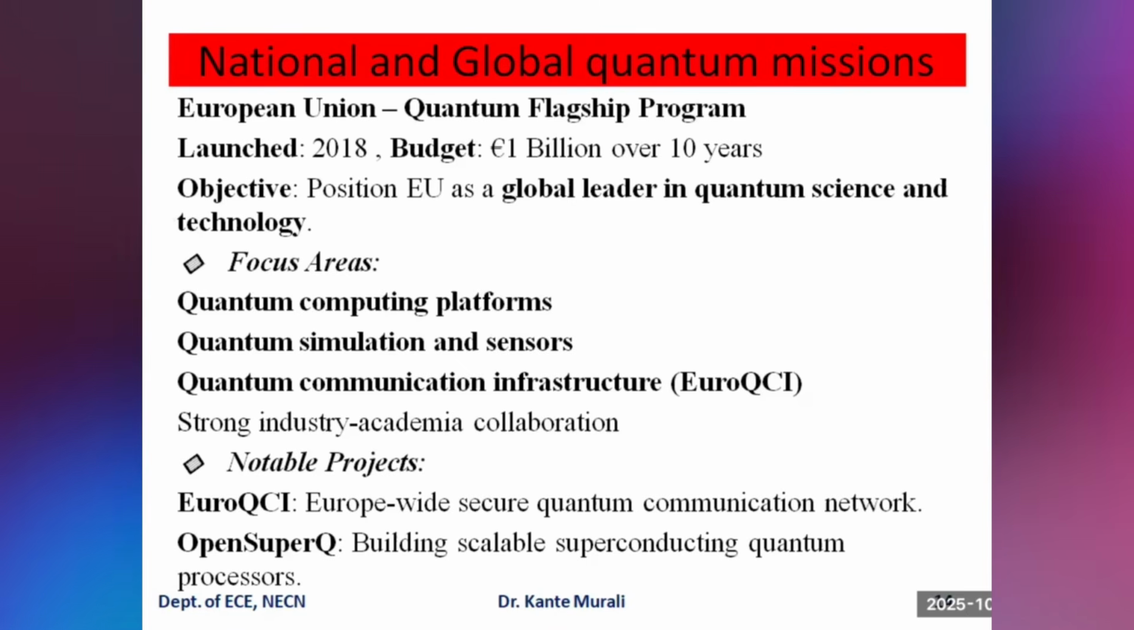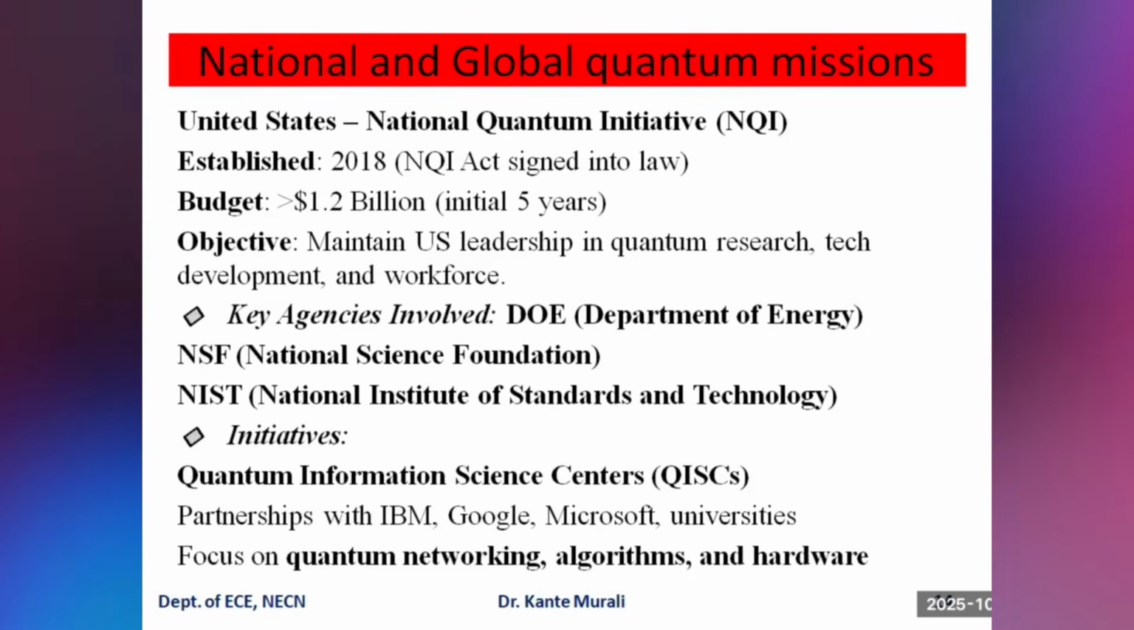Similarly, the European Union has a budget of around 1 billion, which started in 2018, focusing on quantum computing platforms, quantum simulations, sensors, and communication networks. More or less, the objectives of every nation are the same. Let us go to the US. Again, we start with the 2018 National Quantum Initiative with 1.2 billion dollars, focusing on quantum information science, quantum networking, quantum algorithms, and the hardware required to support quantum technologies.